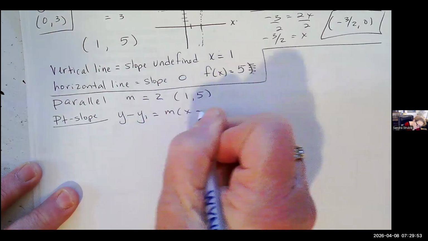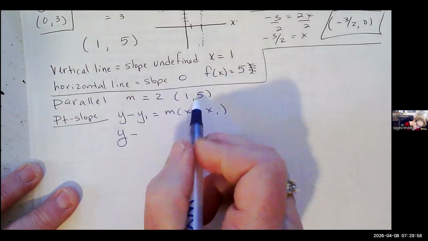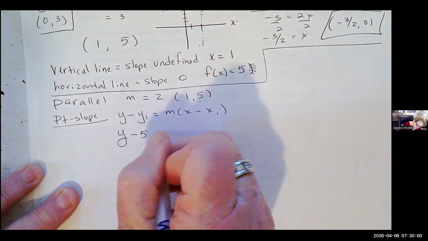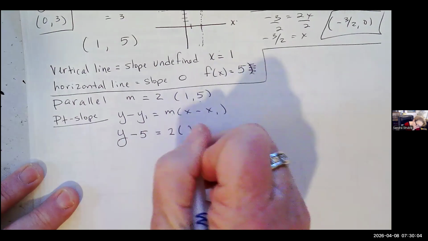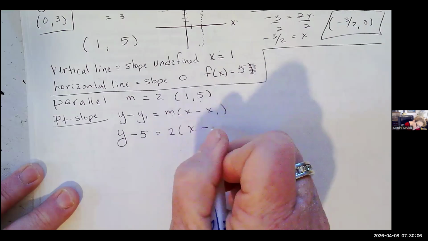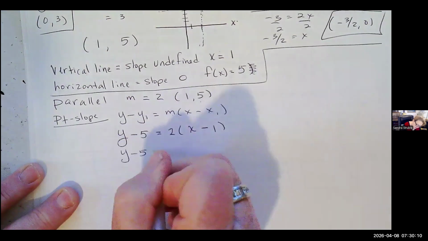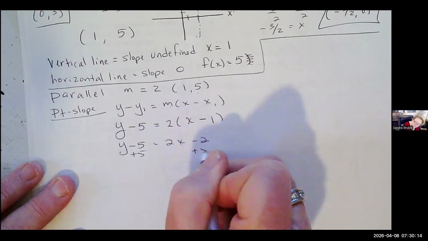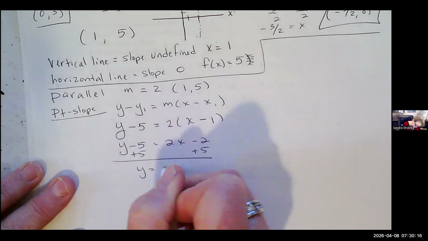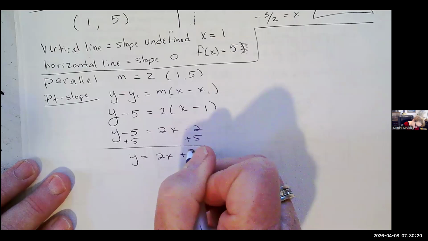And this is just y minus the y value, 5, and then the slope is 2, x minus the x value, 1. Distribute your 2. And then add 5 to both sides. Make sure that you change this to f of x.